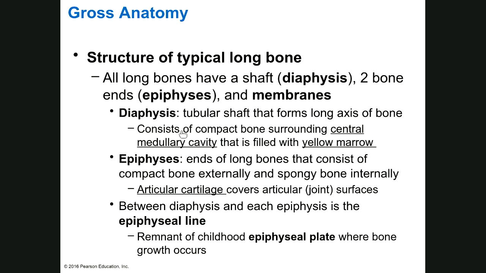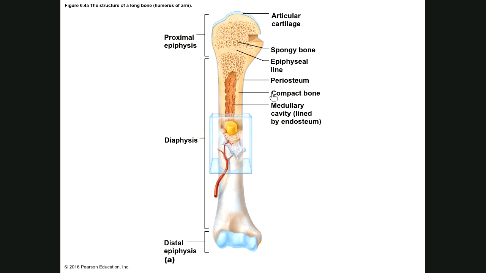All right, typical structure of a long bone. Definitely want to know this. I'm sure there'll be a question on this, and you'll also want to know this for lab as well. So the structure of a typical long bone, let's go to the picture. So this is a humerus. What's the deal here with this?